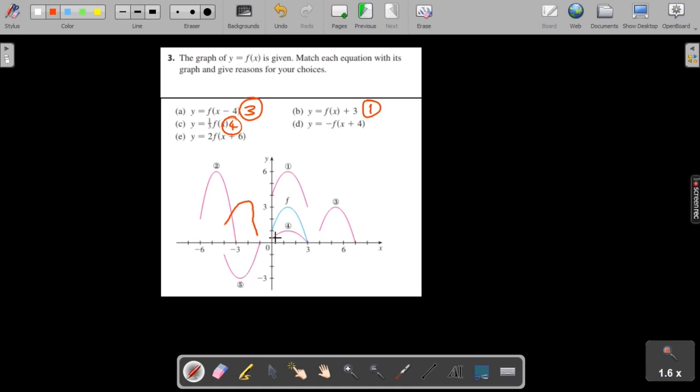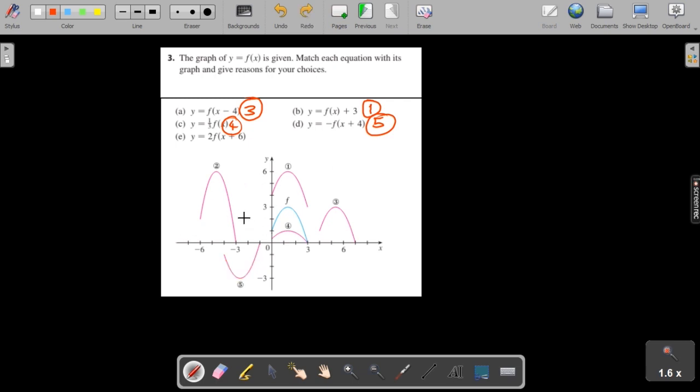But that's not all that was done to it. It was also reflected about the x-axis, which means it now has a mirror image of where we'd expect it to be if it was just shifted to the left by 4. So this mirror image tells you that the answer to this is 5. This has been shifted to the left by 4, and it has been reflected about the x-axis. That is why it now looks like this.